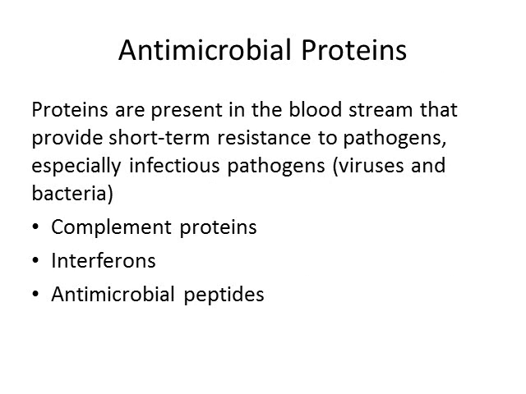So there are chemicals in the bloodstream that are proteins by nature, and they have immune system functions. So they're not really cells, but they form part of the immune system. And generally, they mainly provide short-term resistance to pathogens, and especially infectious pathogens such as viruses and bacteria. So they're not really involved, for example, in the allergic response. First one is the interferon.